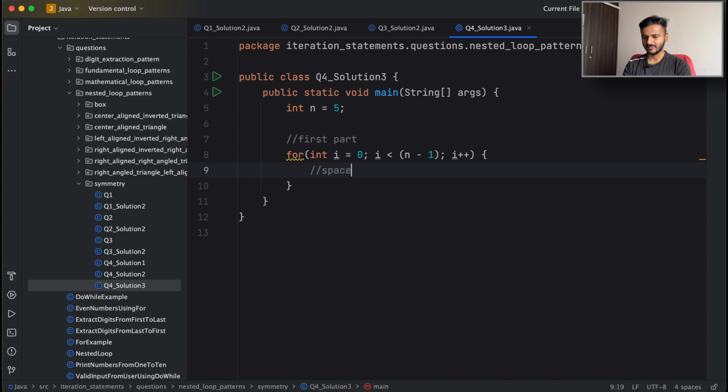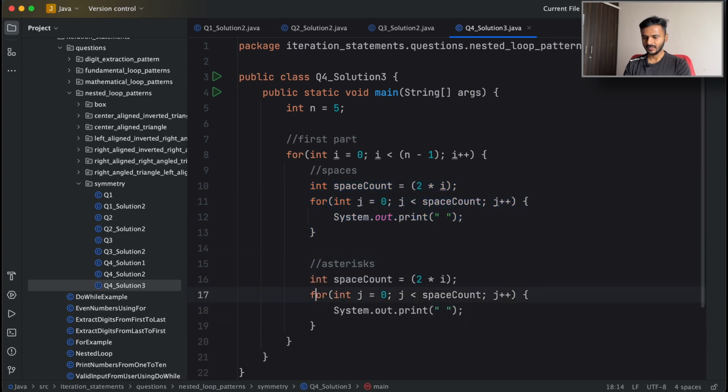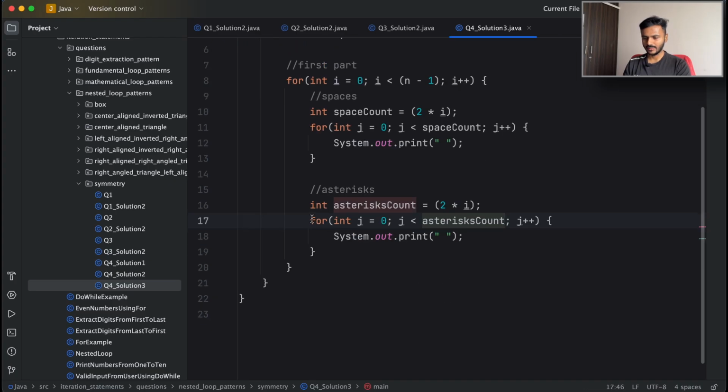Inside the loop, the first thing we will do is calculate the number of spaces that we need. And we know that it is 2 multiplied by I. So we'll say int j equal to 0, j is less than space count, j plus plus, and we are going to print 1 space in every iteration. Now, once this is done, we have to go for asterisks. So let me grab this. Let me change space count to asterisk count, and also copy the variable name and change space count to asterisk count in this loop.